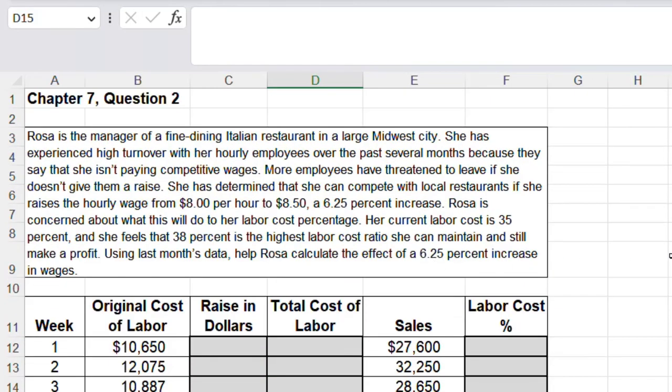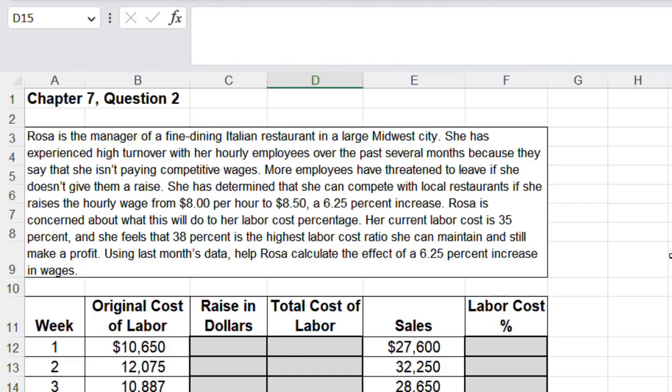All right, let's go to question number 2. Rosa is the manager of a fine dining Italian restaurant in a large Midwest city. She has experienced high turnover with her hourly employees over the past several months because they say she isn't paying competitive wages. More employees have threatened to leave if she doesn't give them a raise. She's determined that she can compete with local restaurants if she raises the hourly wage from $8 per hour to $8.50 per hour, a 6.25% increase.